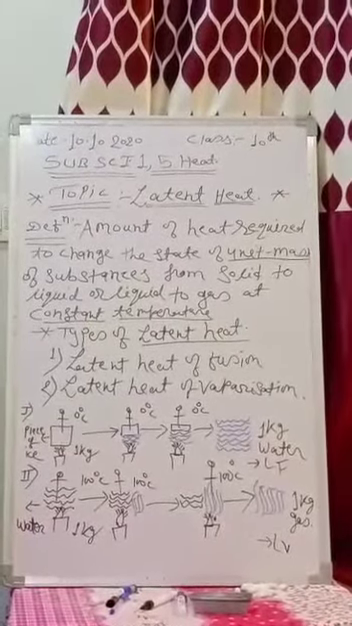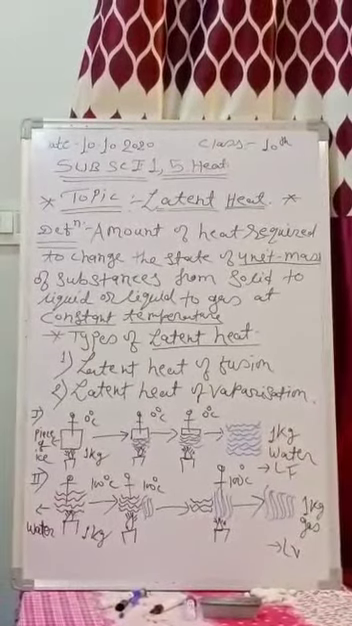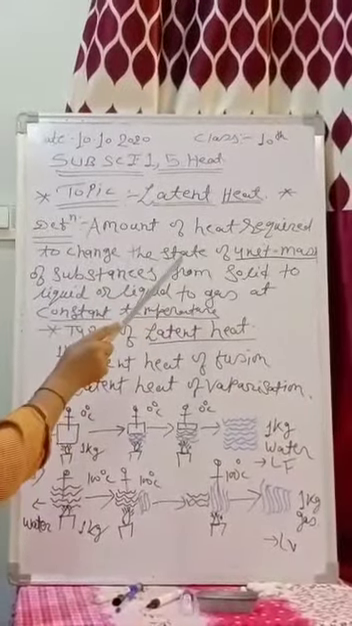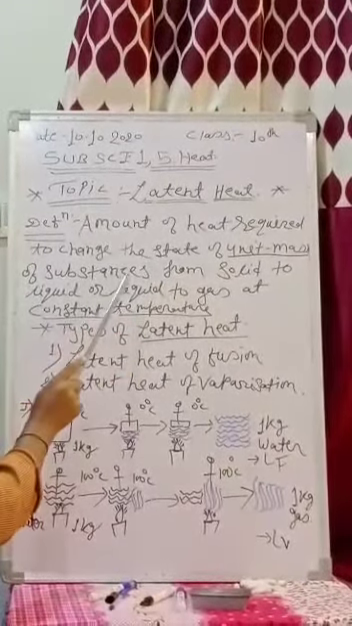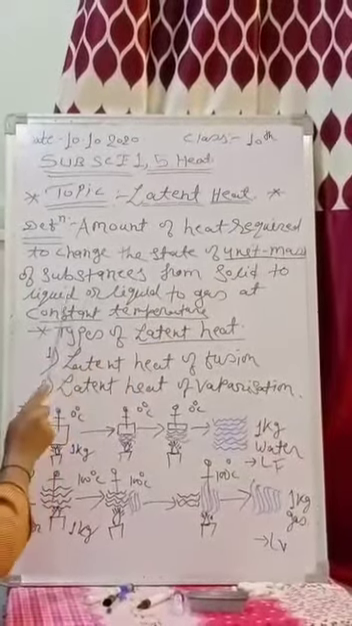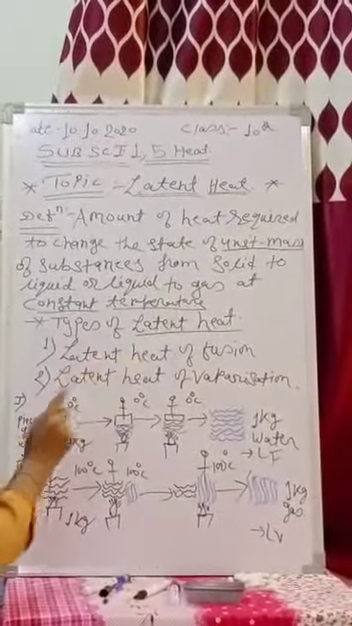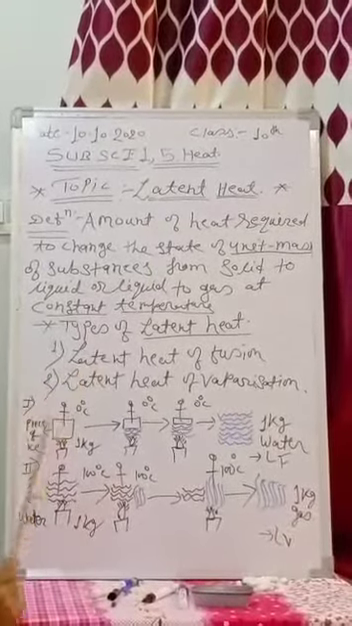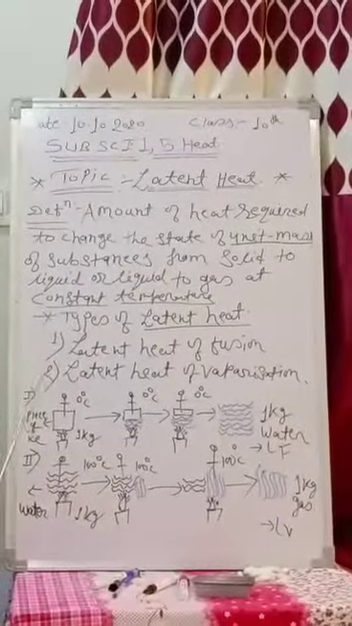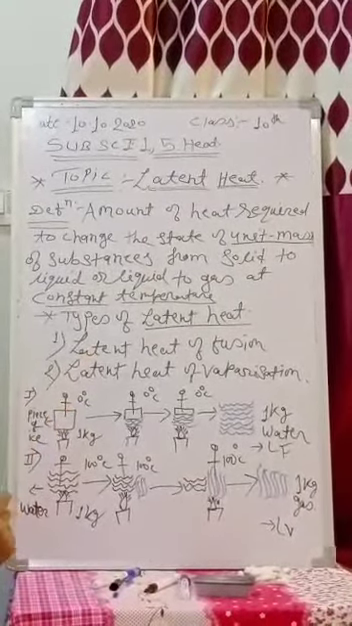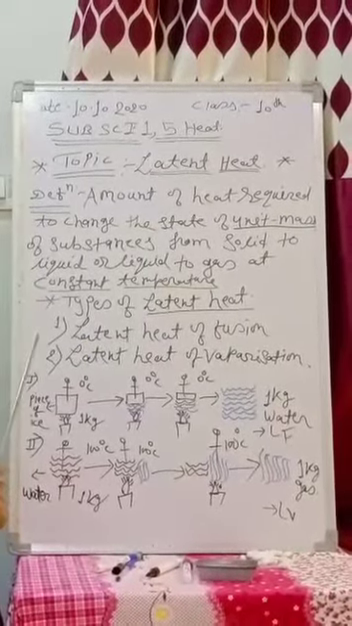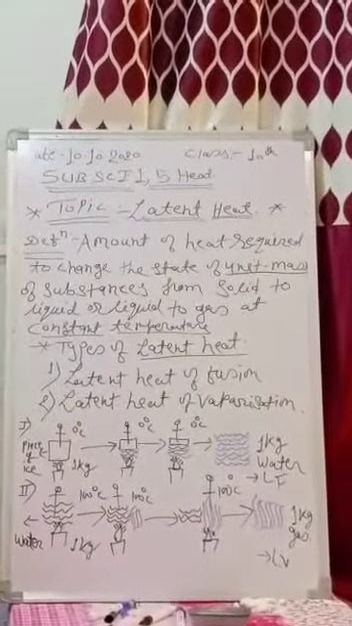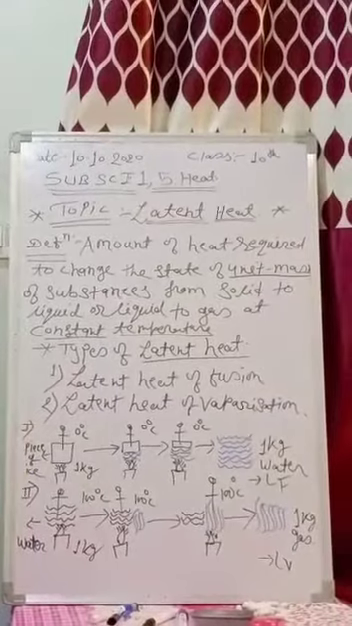So what is latent heat? Definition: it is defined as the amount of heat required to change the state of unit mass of a substance from solid to liquid or liquid to gas at constant temperature. In this definition, unit mass means 1 kg or 1 gram, and constant temperature is the most important part of this definition.